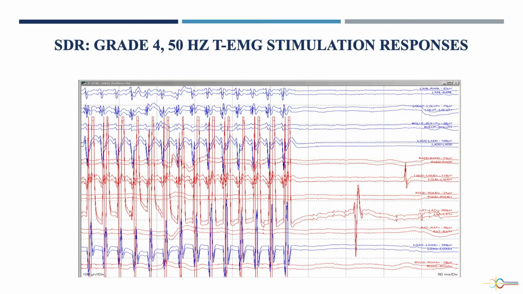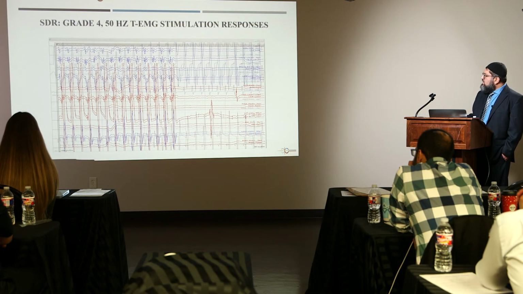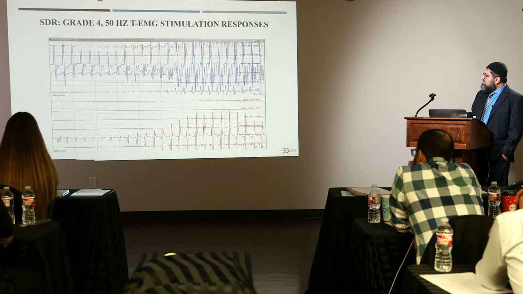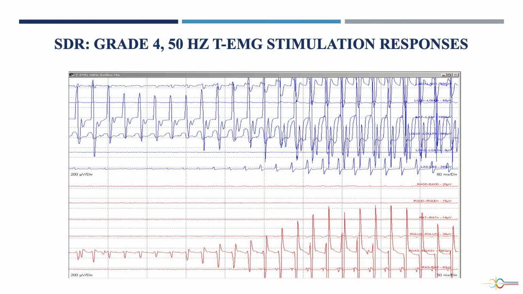So we are stimulating one rootlet at very low threshold, less than 1 milliampere, and getting response from all muscles bilaterally. This is a typical multiphasic or incremental response. So you can see the response is getting smaller and bigger, but it's coming from both sides. So that's a grade 4 response.